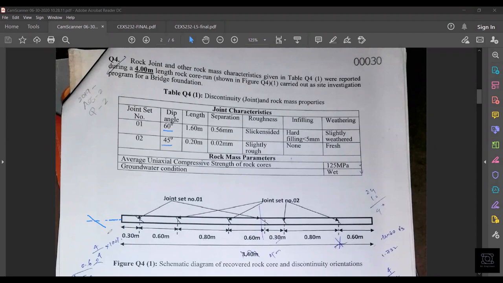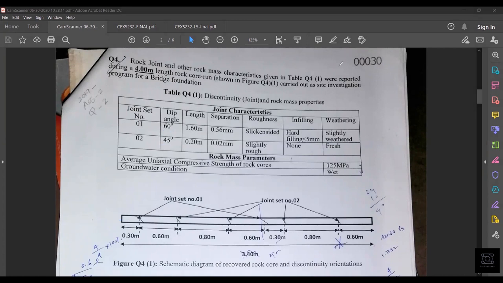At this time, the spacing is not this value. Spacing is always the shortest distance between two joints. So that is the spacing. This is not the spacing. Here, the tricky part is to find the correct spacing. And if you see, the RQD value is not given, so we have to calculate the RQD value also.